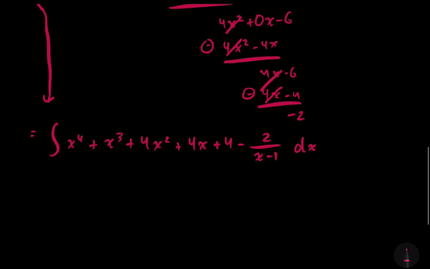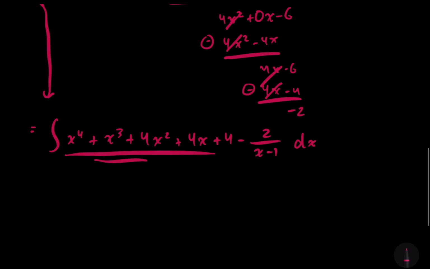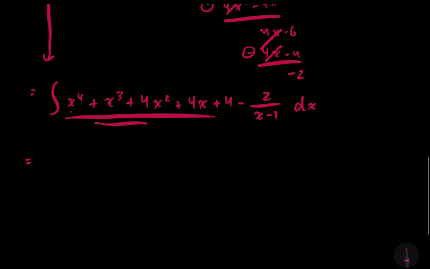And so these first few terms over here, this is very easy to work with. We know we can just use the reverse power rule. So x to the fourth's integral is x to the fifth over 5. X cubed is just going to be x to the fourth over 4. 4x squared is going to be 4 over 3 x cubed. 4x, the integral is just going to be 2x squared. This is all just the reverse power rule and the sum rule. And then the integral of 4 is just plus 4x.